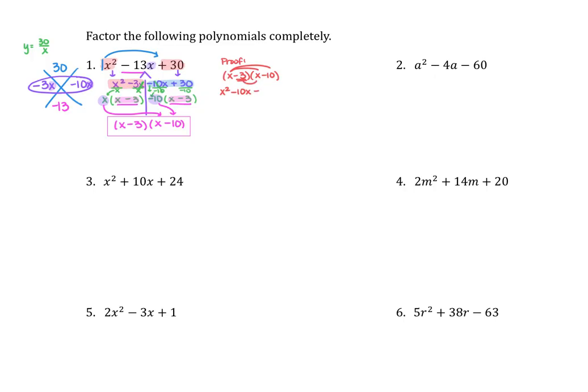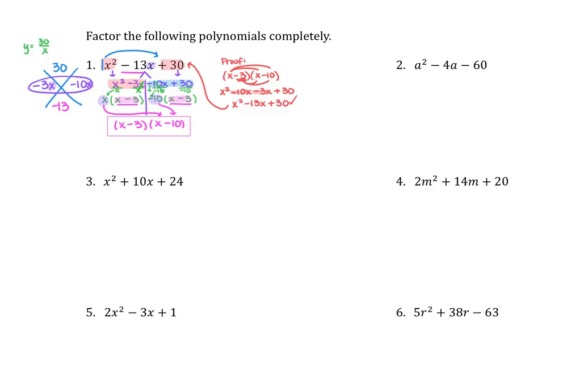Negative 3 times x is negative 3x. And negative 3 times negative 10 is positive 30. Remember, I can combine these like terms, and that would get me x squared minus 13x plus 30. You can see how this is equivalent to what I started with, so we know we've done it correctly. These problems have a lot happening in them, so it's really easy to make a mistake. So try not to get overwhelmed with everything that we're doing. Just take it piece by piece.